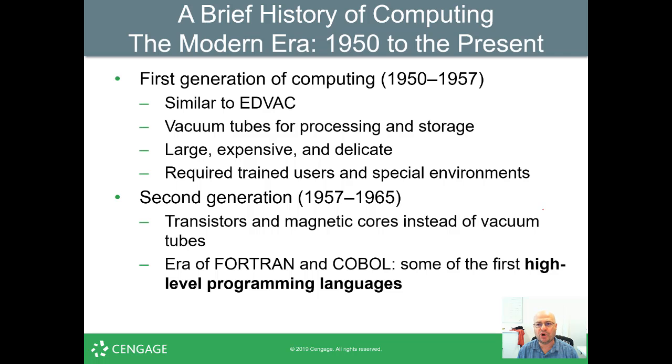Right. So the modern era, from 1950 to the present. The first generation of computing devices, which were similar to the EDVAC, were built with vacuum tubes for processing and storage. They were extremely large, expensive, and delicate. They required trained users in special environments to run. The second generation was from 57 to 65. They were computers based on transistors and magnetic cores instead of vacuum tubes.